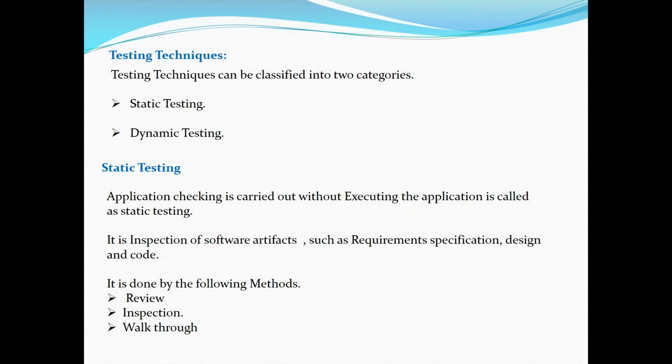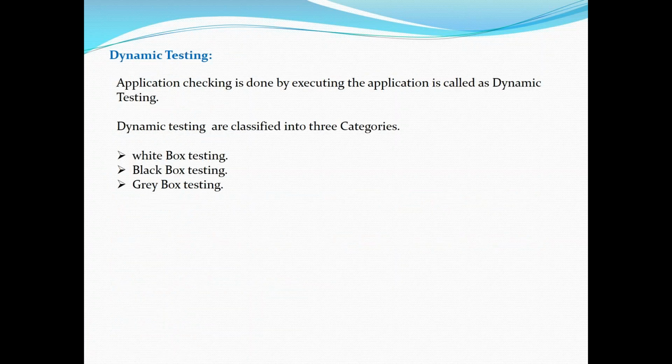So static means the application checking is carried out without executing. We are not executing anything. That is called static. Dynamic means with execution. The application checking is done by executing the application, and that is called dynamic.